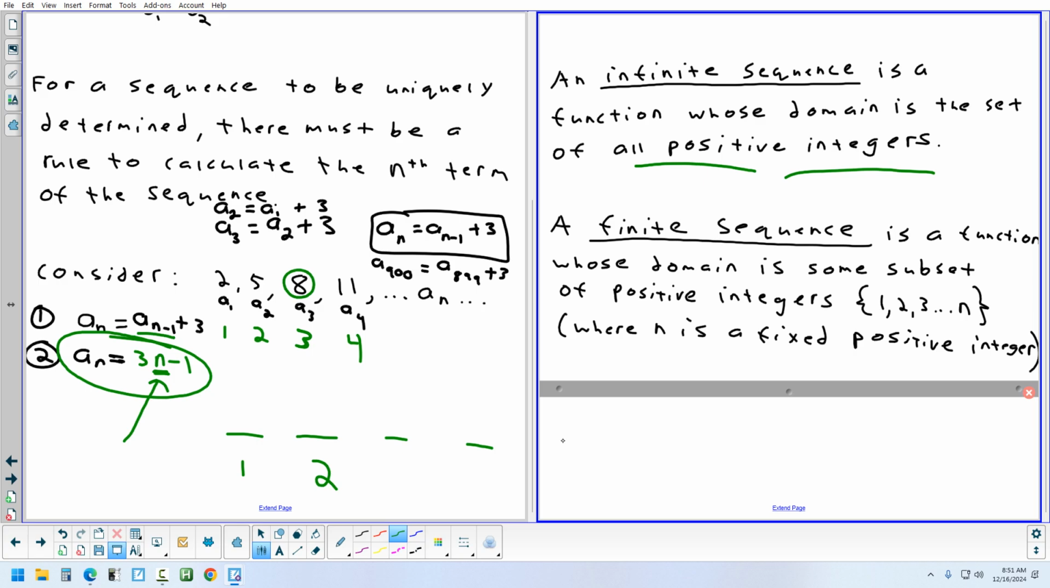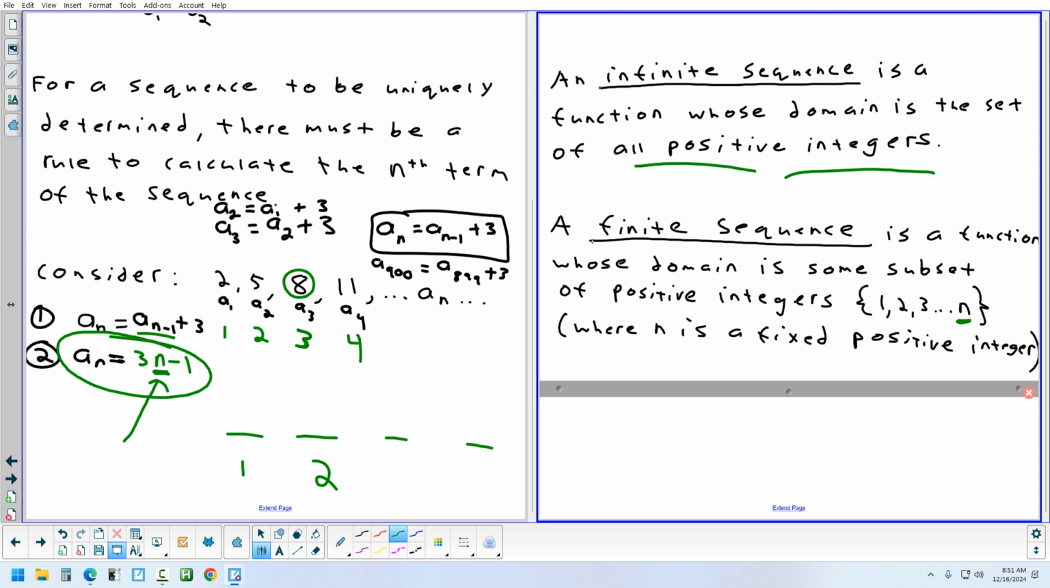So the highest numbered position that you have is fixed. It can be in the millions, it can be in the billions, but if it stops somewhere, it's finite. Even if your sequence has 20 billion numbers in it, that's not infinite. It's a lot of numbers, but it still stops. Okay, so any question on the difference between an infinite and a finite sequence?